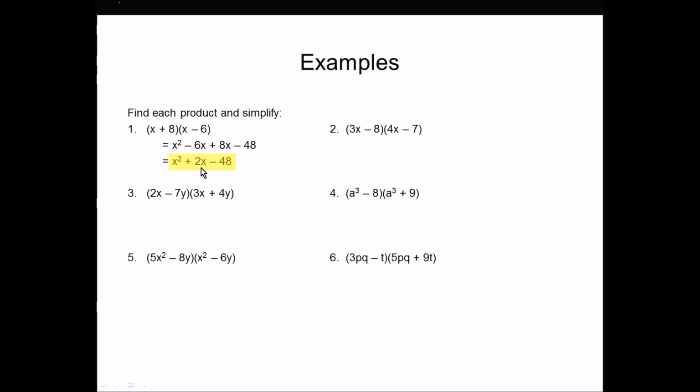Write it in that order. Don't write x squared minus 48 plus 2x. It's first, outer, inner, last. This is called the middle term. It belongs in the middle.